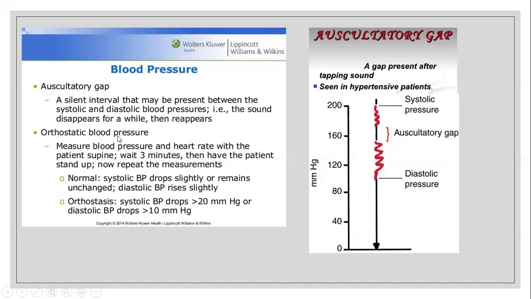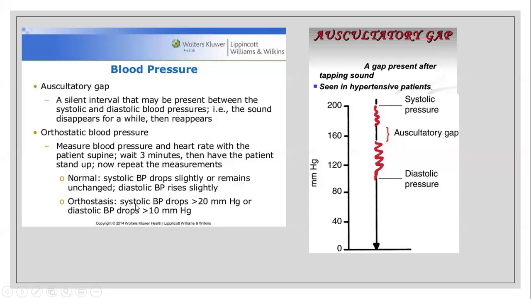Orthostatic blood pressure. Measure the blood pressure and heart rate with the patient supine and wait for 3 minutes. And then have the patient stand up and now repeat the measurement. So when the patient changes posture, you can take the blood pressure lying down and sitting. But in between two positions, it is good to wait for 3 minutes.